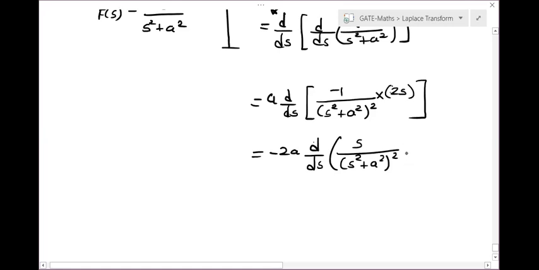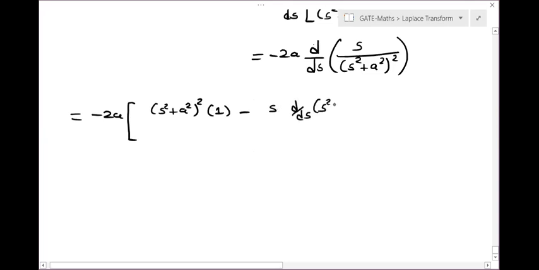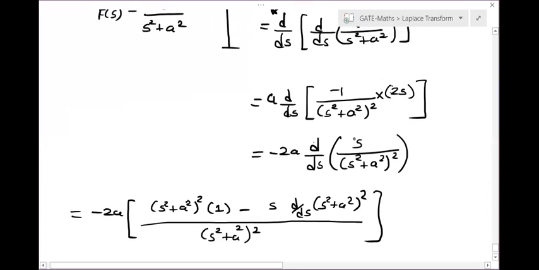So this is your u by v rule, right? If I simplify this, this will become minus 2a, s square plus a square whole square constant d by ds of s, this is 1, minus s constant d by ds of s square plus a square whole square, divided by s square plus a square whole to the power 4. It is your u by v rule. Everyone remember this rule? Either you learned it in diploma or degree. D by dx of u by v is v constant, differential of u, minus u constant, differential of v, divided by v square. Okay, so this is your u by v rule.